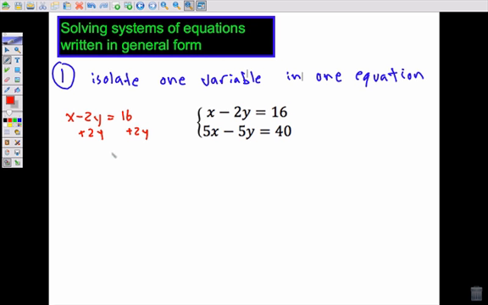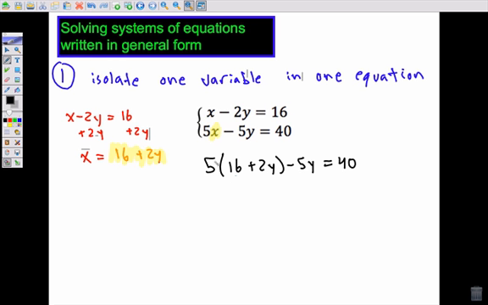And again, these are steps that you already know how to do. It's just that now we are adding in substitution as well. So I've solved this for x. I've isolated x. I know that x equals 16 plus 2y. So I'm going to go ahead and sub that in for x on the second equation. And I'll get 5 times 16 plus 2y minus 5y equals 40.